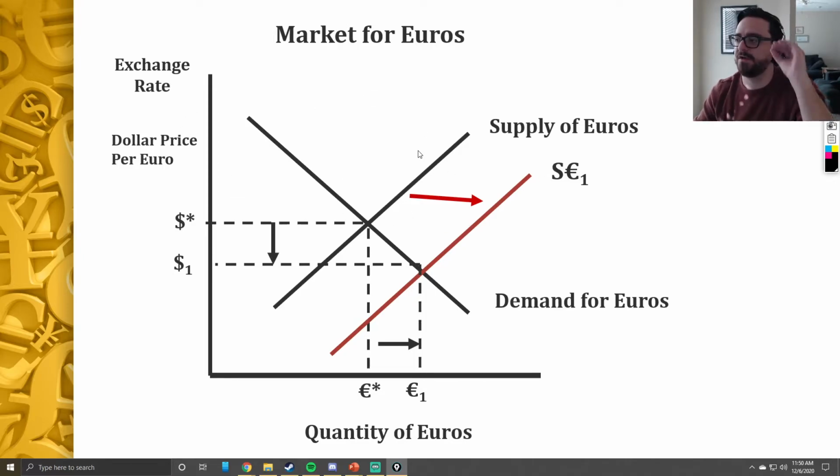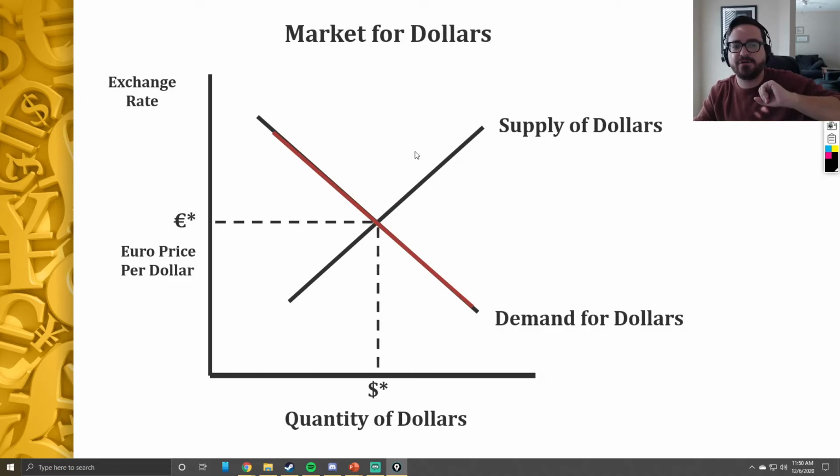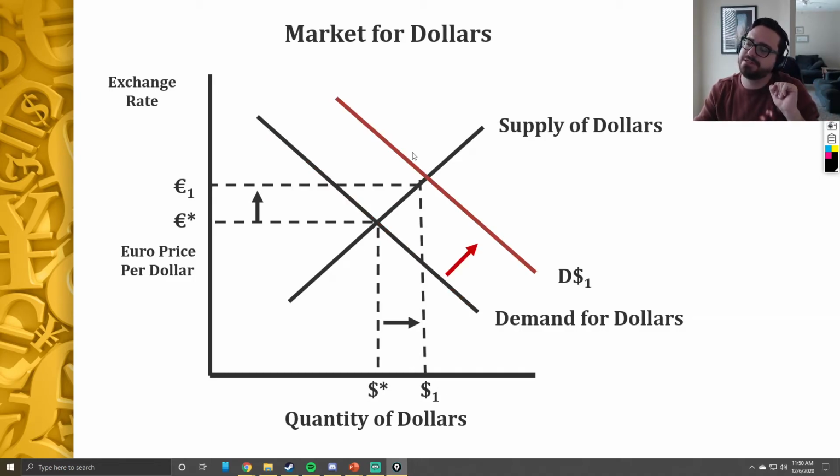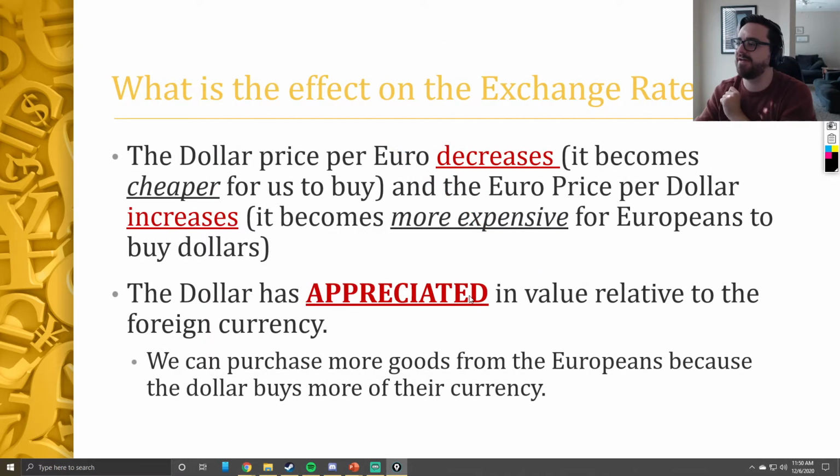The value of the euro is starting to fall. The dollar graph, the demand is going up because they want to invest in the United States. They want more dollars because they want to invest, which means our currency has appreciated in value. We had higher interest rates. Other people wanted to invest here. Our currency's worth more, which means what happens to imports and exports? Think.